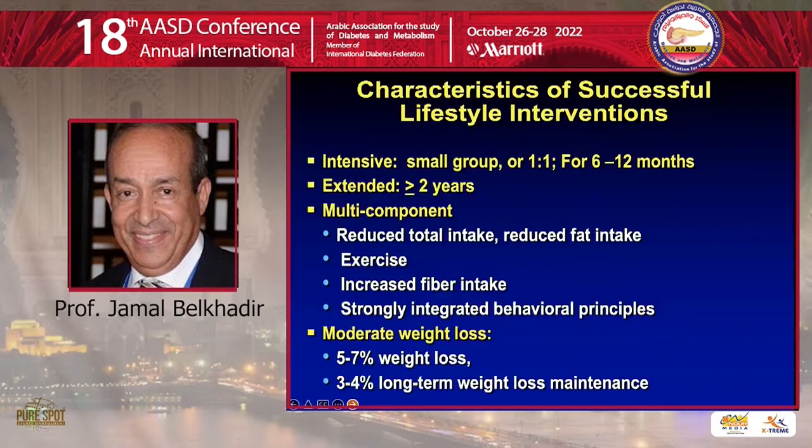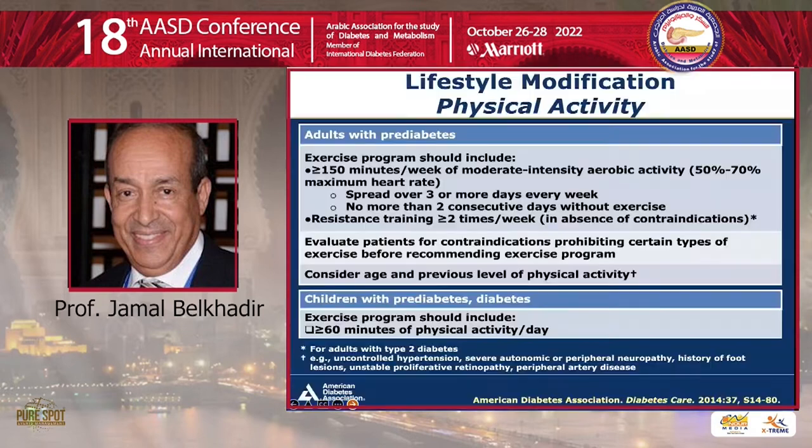And what are the characteristics of successful lifestyle intervention? First, it is intensive, with small groups, for 6 to 12 months, extended to a minimum of 2 years, multi-component with reduced total calorie intake, reduced fat intake, exercise, increased fiber intake, and strongly integrated behavioral principles, with moderate weight loss of 5 to 7%, and for long term, 3 to 4%.